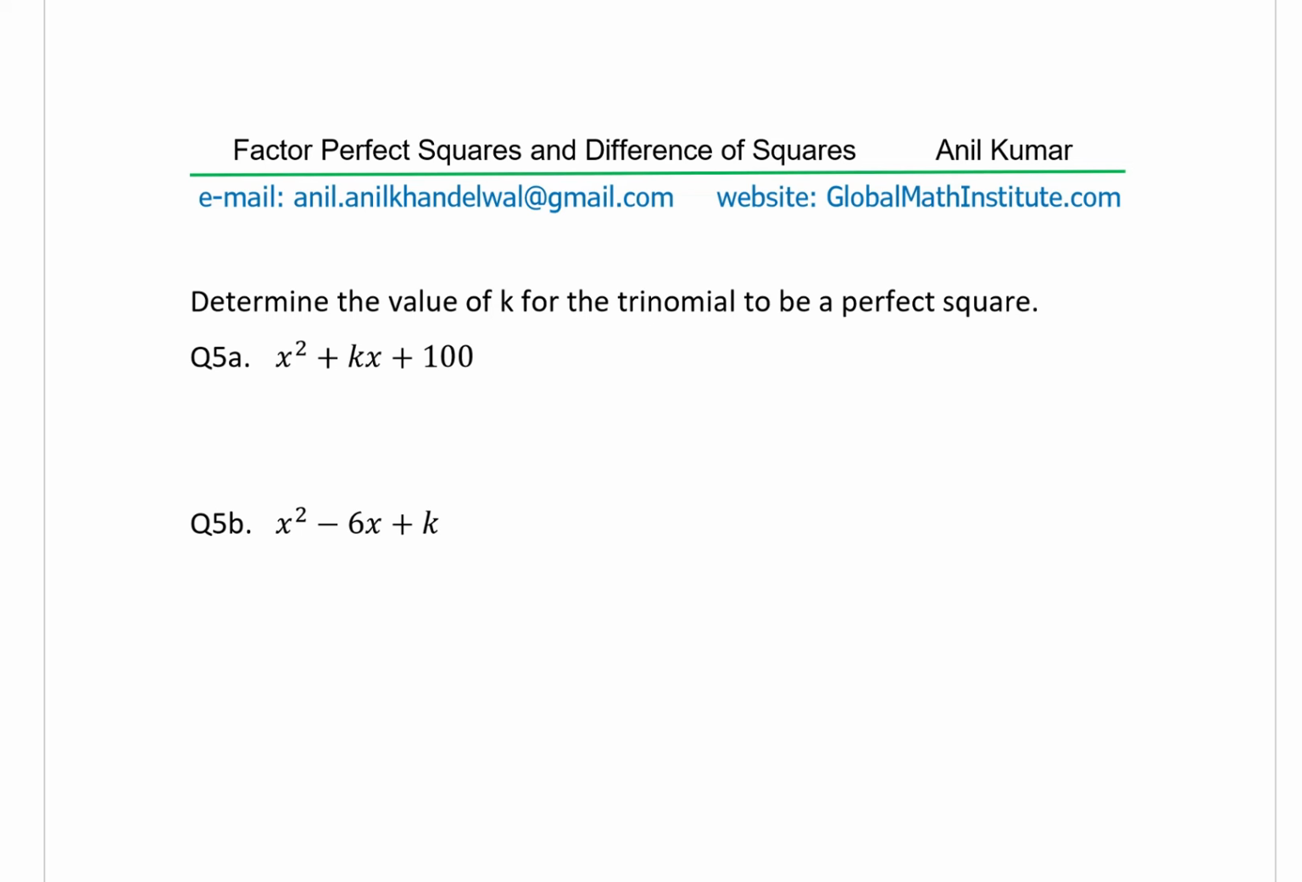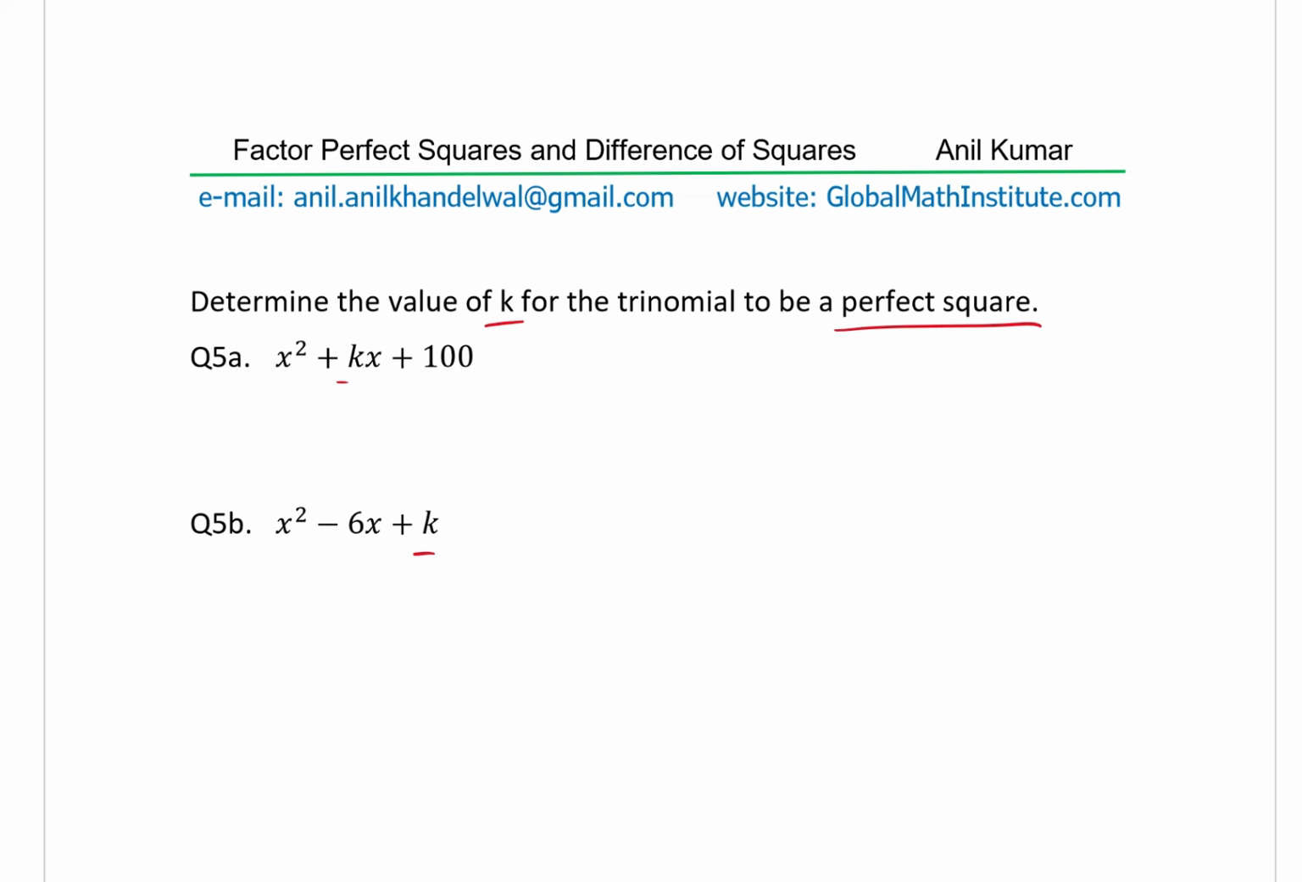Determine the value of k for the trinomial to be a perfect square. So we need to find the value of k for the trinomial to be a perfect square. We have two questions here, and in both the questions, k is given to us. Here k is a coefficient of x, here k is a constant term. So let us now try to understand how we find these answers.